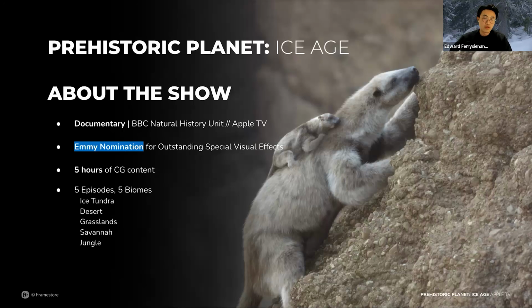This allowed us to collaborate in a very interesting way with the production team. The show spans five different episodes, which means we had to generate over 5 hours of CG content with a variety of biomes, depending on the episodes. So it's a very wide range of visual effects across different lighting conditions and different characters, split into multiple different environments that you see here: ice, tundra, grasslands, savannas, jungles, all kinds of variety.